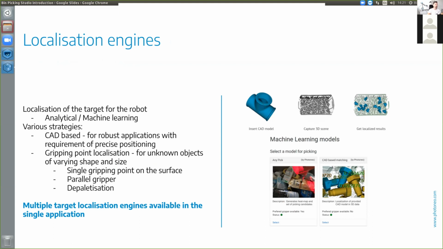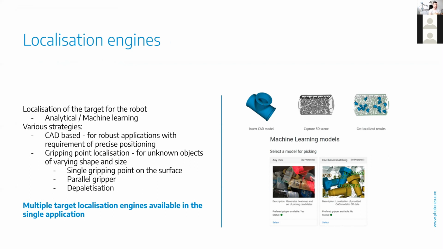For the localization engines, we have two kinds. The first one is CAD-based, an analytical solution to the problem. We have the point cloud, like in the picture on the right, and the CAD model. This is something you can have in your factory, and it is going in this bin, the very same part every single time.